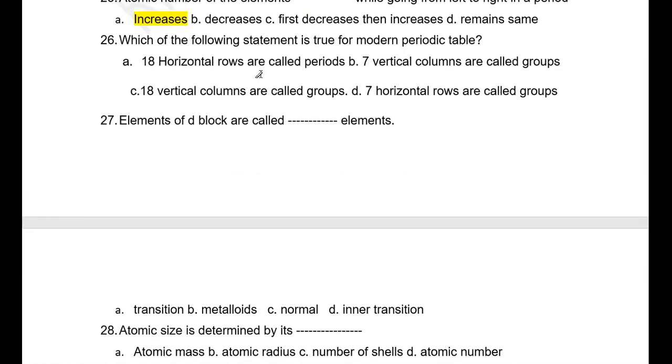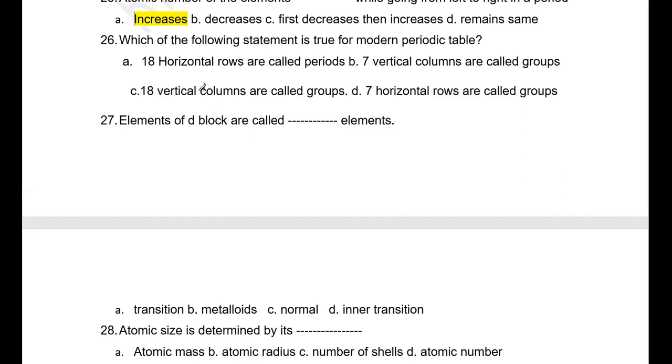Next question is, which of the following statement is true for modern periodic table? 18 horizontal rows are called period. 7 vertical columns are called groups. 18 vertical columns are called group. 7 horizontal rows are called group. We know modern periodic table, 18 groups and 7 periods are there.